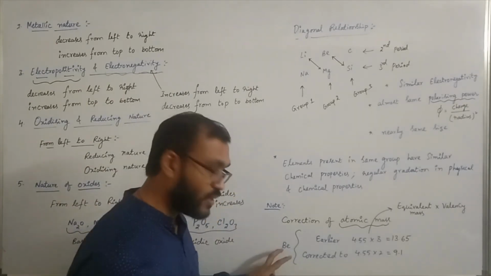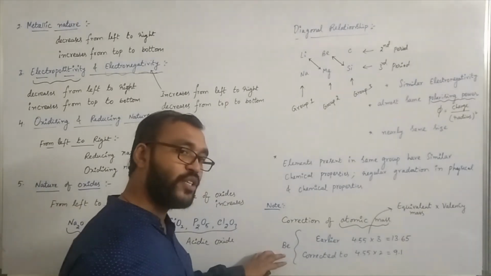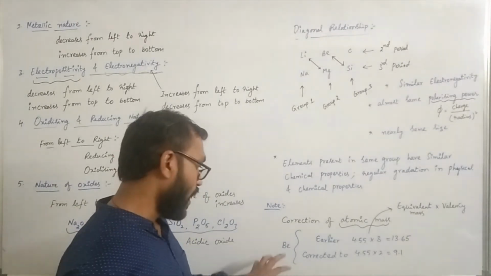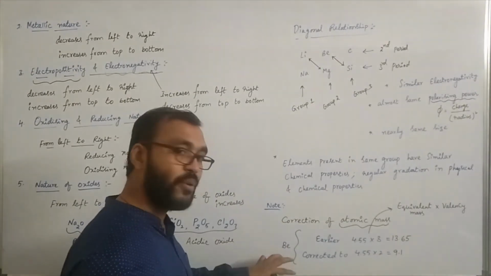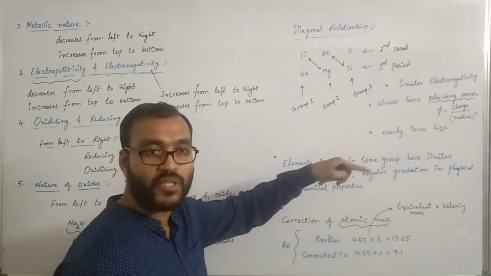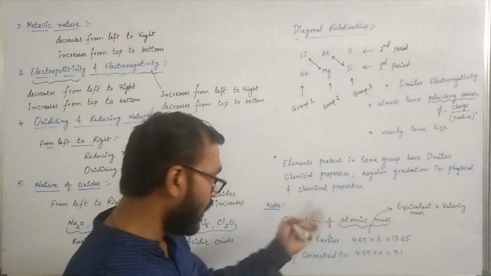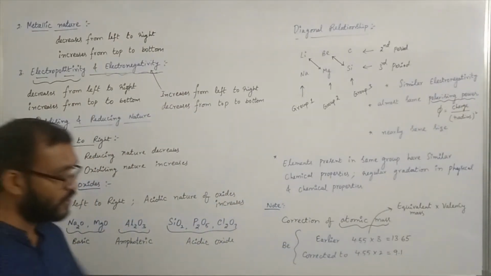Why has it been corrected so? Because oxides of beryllium are isomorphous with aluminum oxides. As it is isomorphous with aluminum, they assumed beryllium also to have a valency of 3. That's how they calculated 13.65. Later they observed it as 9. So this is the correction.